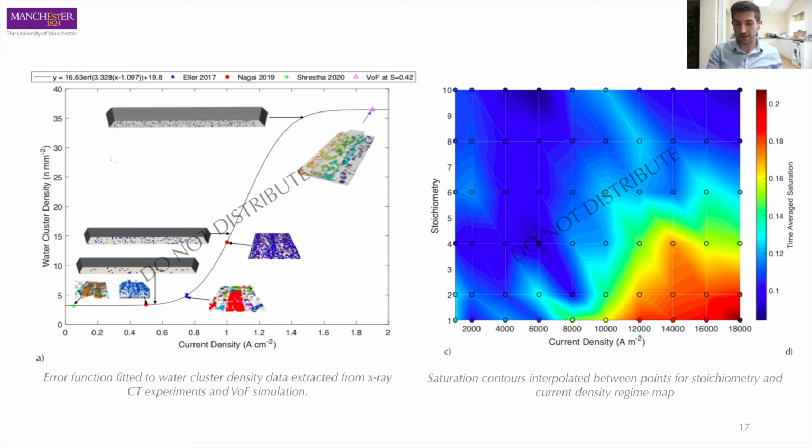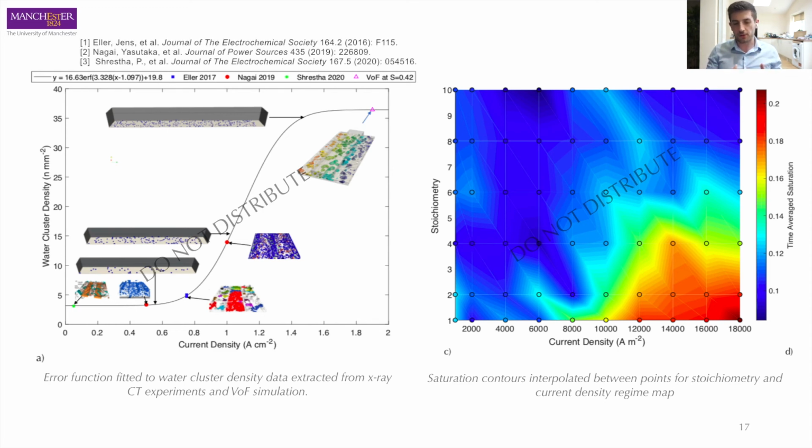So I looked into several literature sources, as you can see on the left here, and looked at X-ray data, and I counted the number of clusters per millimeter squared, and I also performed a full area injection simulation to work out what's the finite limit of the number of clusters that can exist in a gas diffusion layer. And then I fitted an error function to this, and then I used this error function in another 60 simulation cases where I varied stoichiometry and current density and performed the same set of simulation cases.